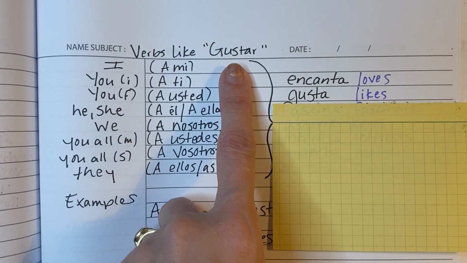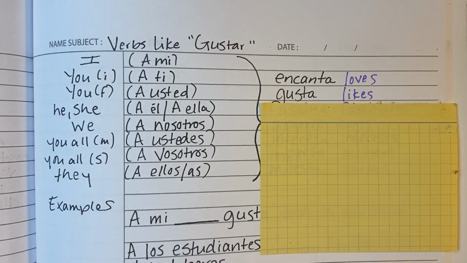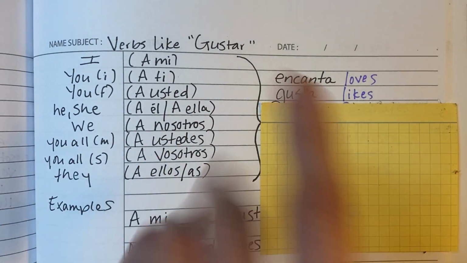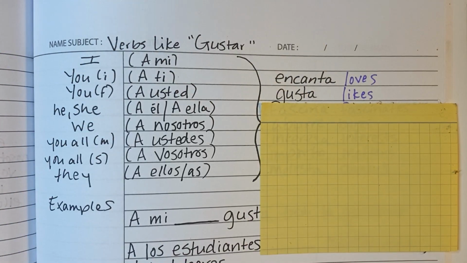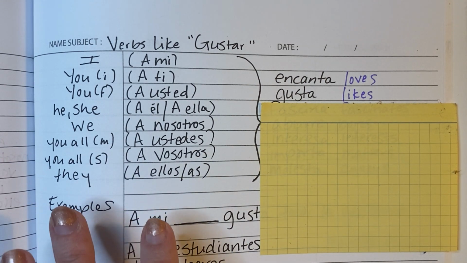We've been using the verb gustar since Spanish 1, right? Me gustan los gatos, me gusta comer pizza, that kind of thing, okay? Now we're going to dig deeper into this verb and other verbs that work like it. First, we're going to learn how to use the verb in all of its different forms. And then finally, we're going to look at some example sentences using verbs like gustar.